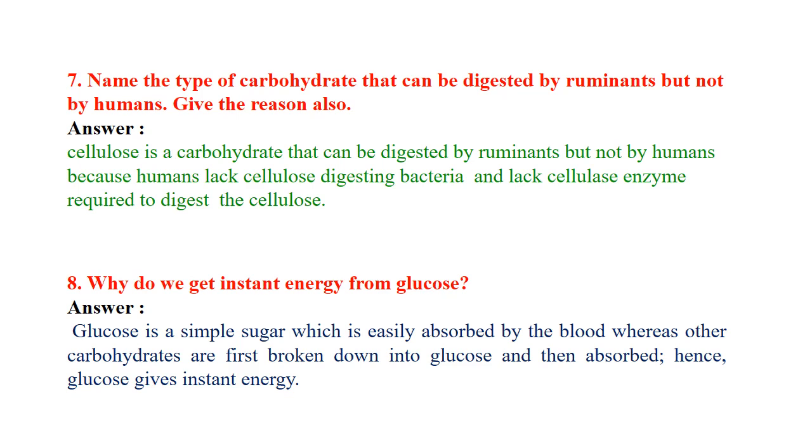When it is in the simple form, it gets easily absorbed by our blood, whereas other carbohydrates are first broken down into glucose and then absorbed. Hence glucose gives instant energy. Glucose is the simplest form of carbohydrate, a simple sugar that can be easily absorbed by the blood. That's why it gives us instant energy.